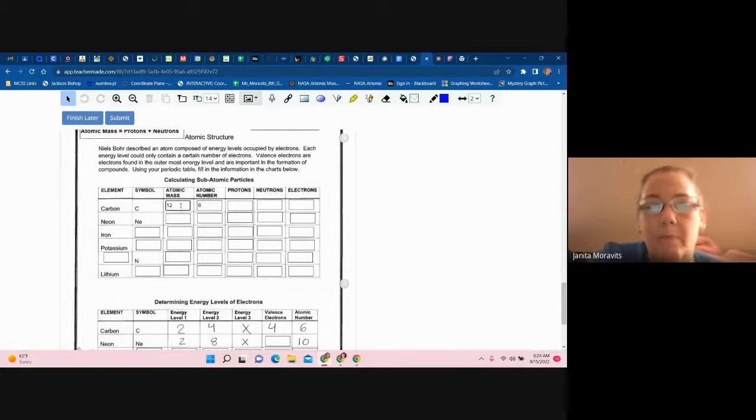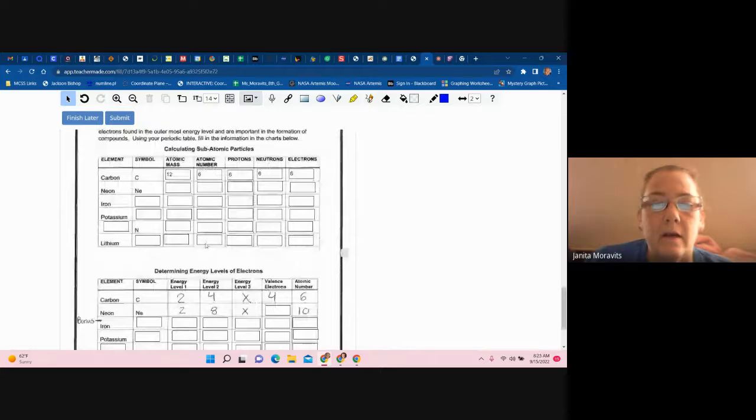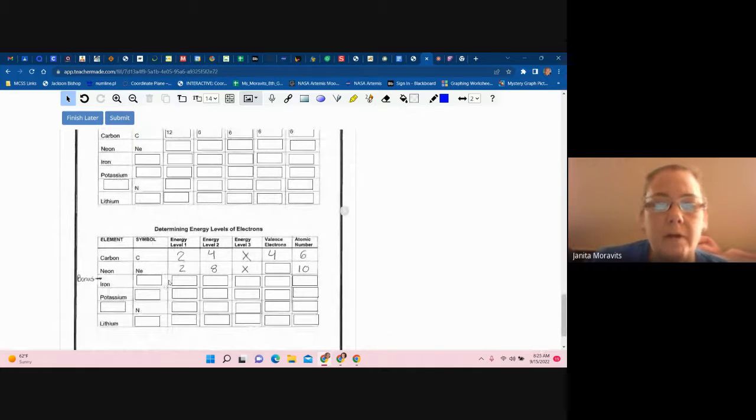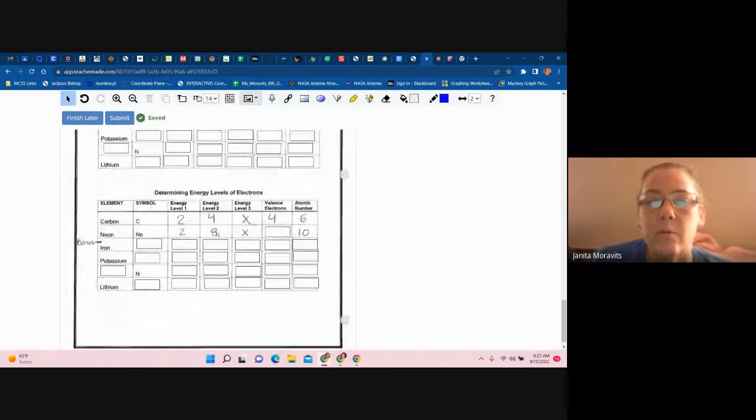Now for the others, you're probably going to have to use your chart, and that's fine. You can do that. All right, so if the atomic number is 6, that means it has 6 protons. If the atomic mass is 12, and we know that there's 6 protons, then 12 minus 6 would give us 6 neutrons. And we know that if it has 6 protons, then it has to have 6 electrons. And you're just going to finish filling in this chart right down here. This part I'm not terribly concerned about, and we will talk more about it if we need to, but we're just going to look at this one.